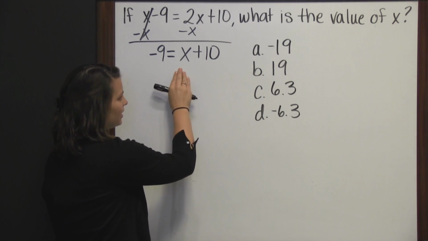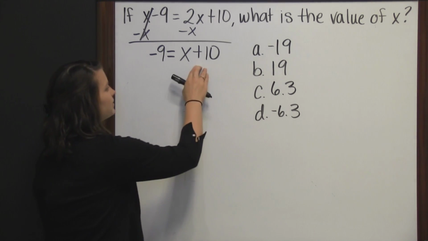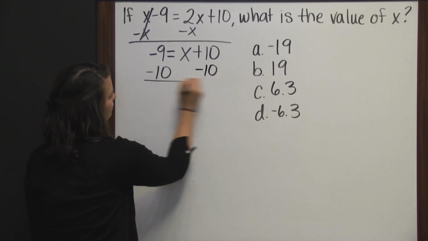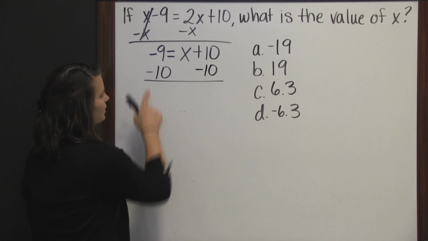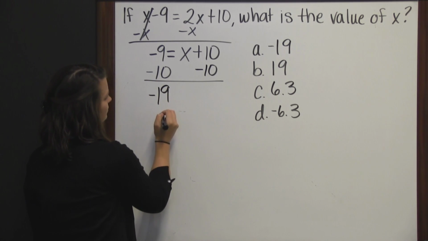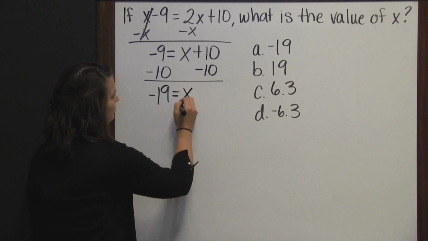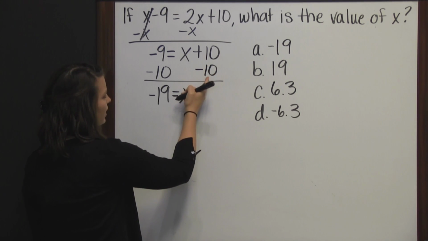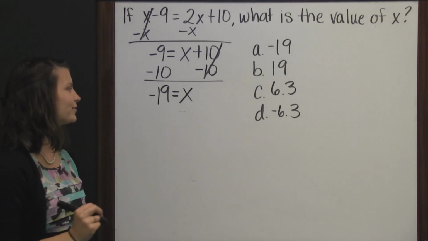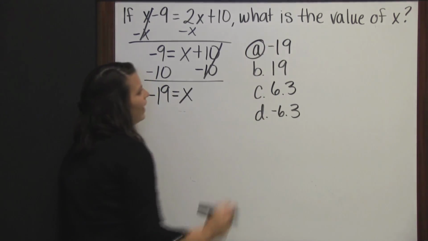To get x by itself, we need to get rid of this plus 10. So the opposite of adding 10 is subtracting 10. So subtract 10 from both sides. Negative 9 and negative 10 is negative 19. Bring down the equal sign, and we have our x. Plus 10 and a negative 10 cancels. They're additive inverses of each other. So we get that x equals negative 19, or A.